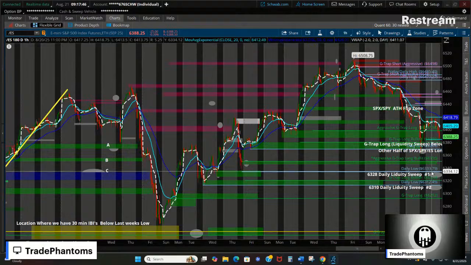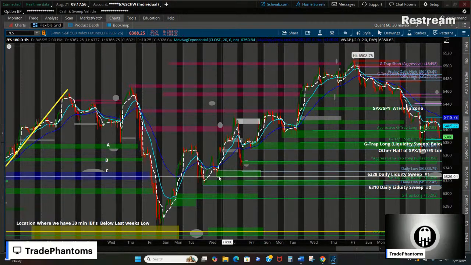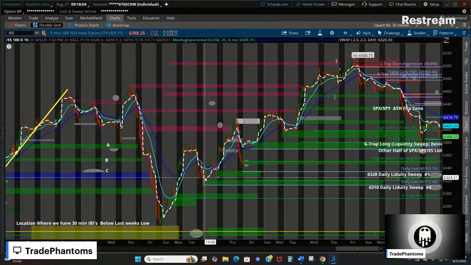So the point that I'm trying to make here is, let's map out, for example, if we get down to the 63.28 handle in the S&P futures, that first level of daily liquidity sweep down here is going to be at or around the 63.28 handle. But the time stamp and date is going to be what, August 5th, at or around what time, give or take, August 5th.